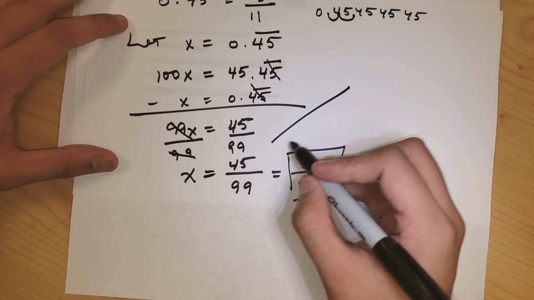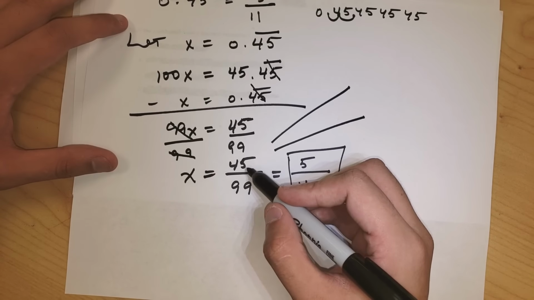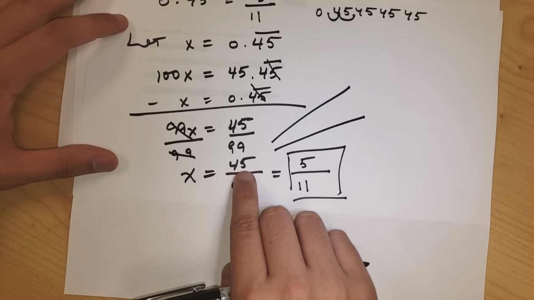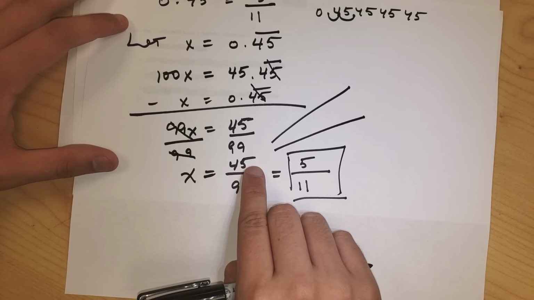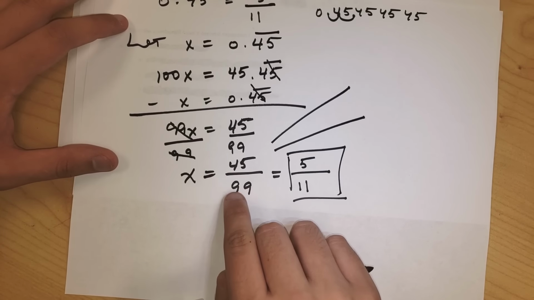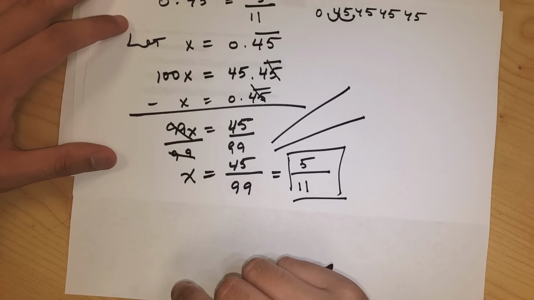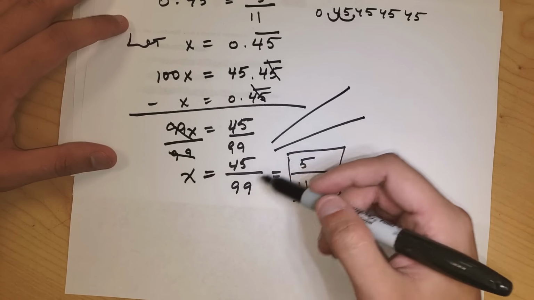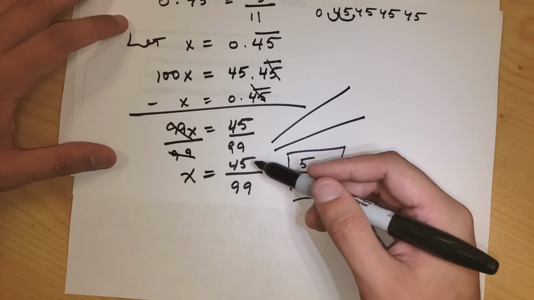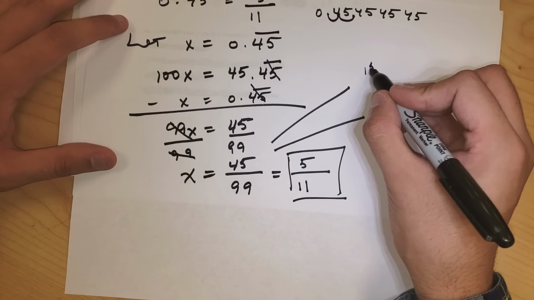You could have done this using the 3's trick. You could have said, well, 3 goes into 45, because 4 plus 5 is 9, and 3 goes into 9. And 9 plus 9 is 18, and 3 goes into 18, which means 3 goes into 99. So you could have divided each one by 3. 3 goes into 45 15 times.